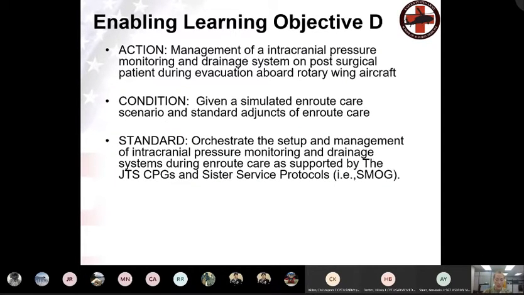Okay. Before I move on to the scary of scaries, intracranial pressure monitoring, do I have any questions about end-tidal? All right, great. Let's go ahead and move into intracranial pressure monitoring.